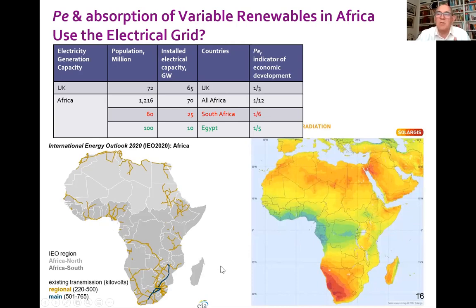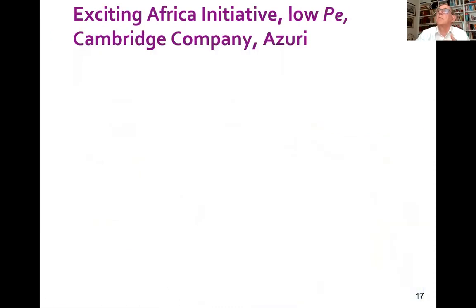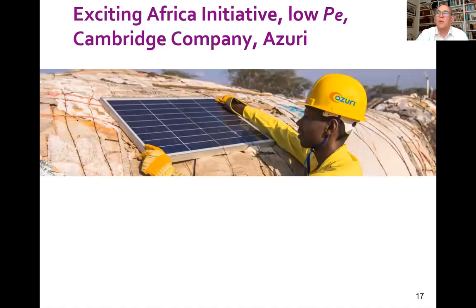So is there a solution for that? Is there something clever we can do? And I think the answer is yes. I've taken information from a Cambridge company called Azuri, whose presentation I saw, and this is very interesting. They are trying to invest particularly in East Africa, but also starting in West Africa, in selling, or really renting, PV systems for small homes and communities.